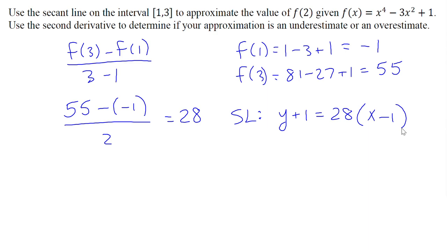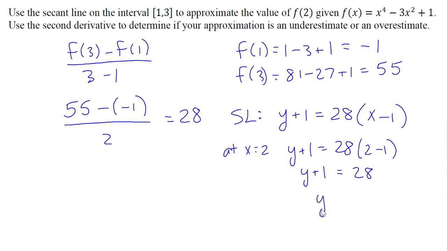We want to approximate the value of the function at 2, so we'll just plug in 2 to this. So at x equals 2, we have y plus 1 equals 28 times 2 minus 1, or y plus 1 equals 28, or y is approximately equal to 27. And then we're going to need to find whether this is an underestimate or an overestimate, which means we need to find the second derivative so we know if the function is concave up or concave down on that interval from 1 to 3.